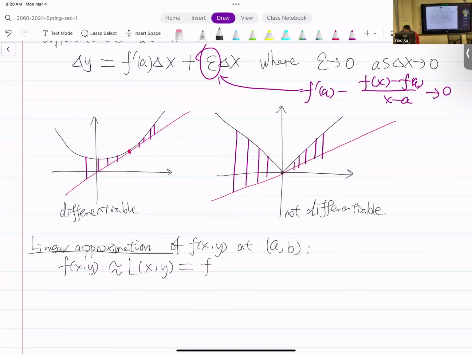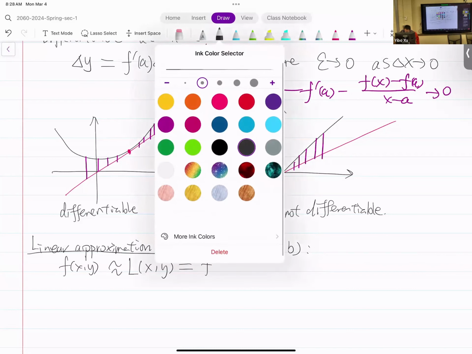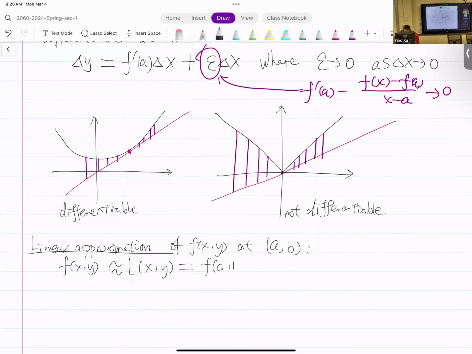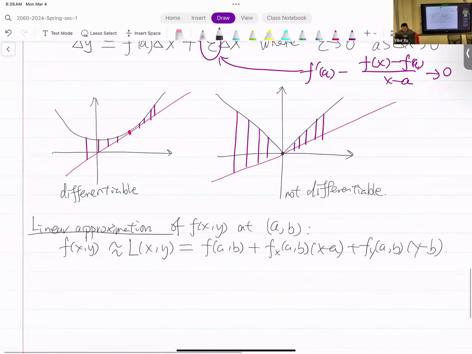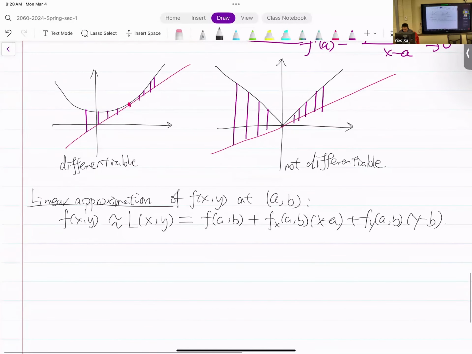So this is f of a, b, the function value, plus now we have the differential. Basically it's f sub x of a, b times x minus a, plus f sub y of a, b, the partial with y, multiplying by the changing y, y minus b. Okay, so it's just a linear function on the right hand side.